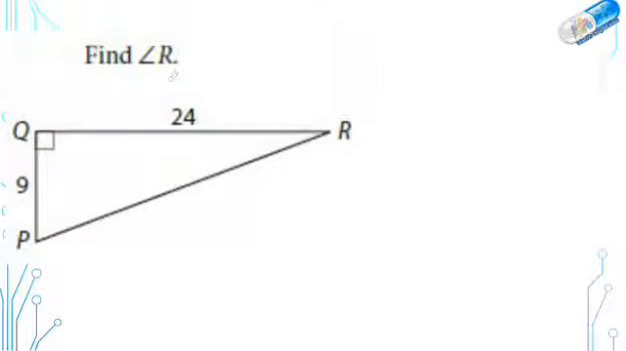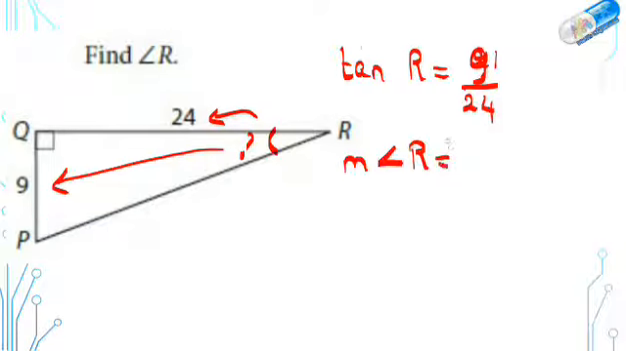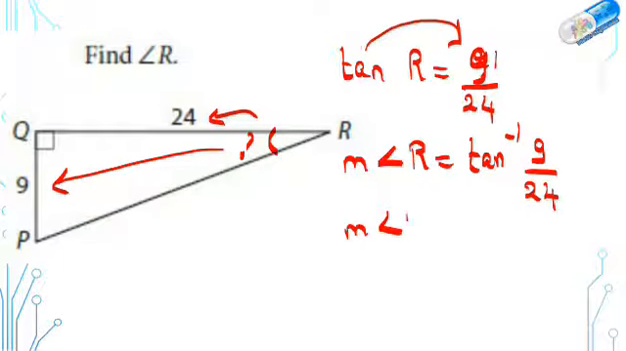The last example, find measure of angle R. So here you have a right angle triangle. This is the R that is unknown, and the adjacent is 24, and the opposite is 9. So again, we know that tan R equals 9 over 24, the opposite over the adjacent. So to find the measure of angle R, I write measure of angle R equals tan inverse of 9 over 24, and on the calculator you will find out that measure of angle R equals 21 degrees.